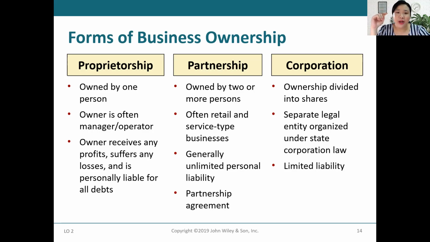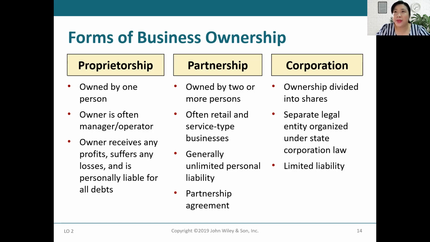Normally the owner is often the manager or the operator, and the owner will receive any profits and suffer any loss, and is personally liable for all the debt. So if my business has profit, has income, then I will get it. If my business has a loss, then I have to suffer for any loss. And the owner is personally liable for all the debt.